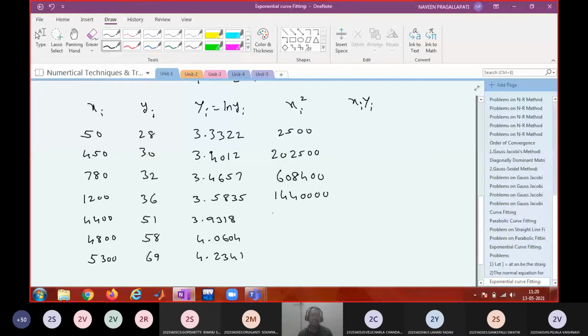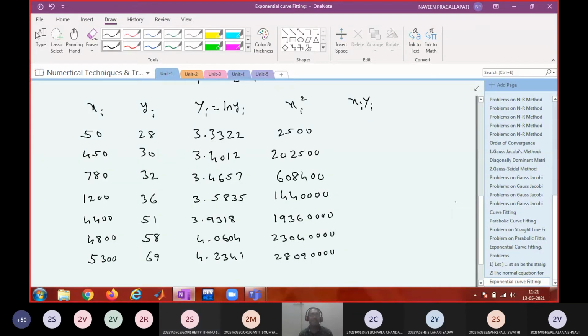Okay. 4400 square. 44 square is 1936, and 4 zeros. 48 square, 2304, 4 zeros. 53 square, 2809.